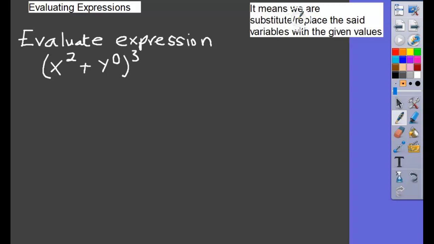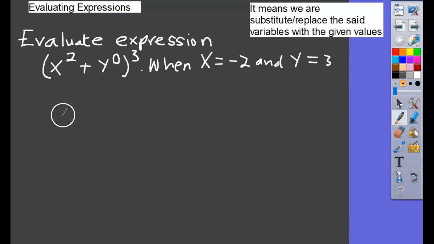We are substituting or replacing the said variables with the given values, and then we are able to get the number that we are looking for. So we have been asked to evaluate the expression (x squared plus y to the power 0) cubed, when x is equal to -2 and y is equal to 3.